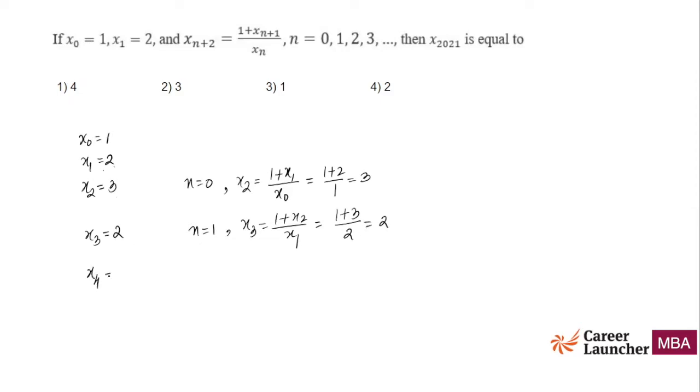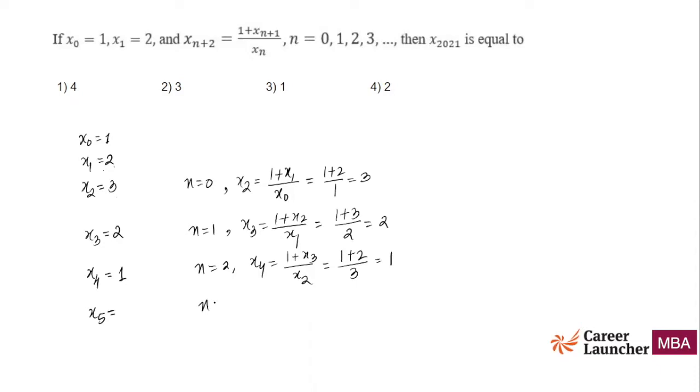Now, x4. For x4, I need n is equal to 2. So I will have x4 is equal to 1 plus x3 divided by x2. x3 is the previous one, which is 2, and x2 is the one before that, which is 3, so this turns out to be 1. So this series is not increasing. It increased to 3, then it decreased. So there has to be some pattern. So let's try to figure out the next one.